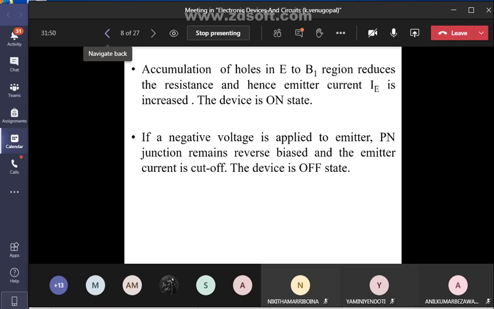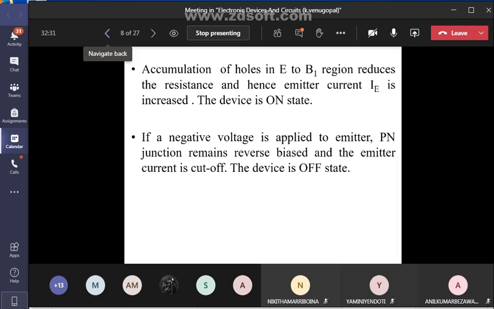So when the emitter current IE is increased, the device is in on state. If VE is greater than V1, the diode immediately becomes forward biased and the holes are attracted towards B1 rather than B2. The negative terminal is connected to B1 and the positive terminal is connected to B2, so the holes are attracted towards B1 and the emitter current increases. The resistance at B1 decreases and the emitter current increases. So that is the first case.